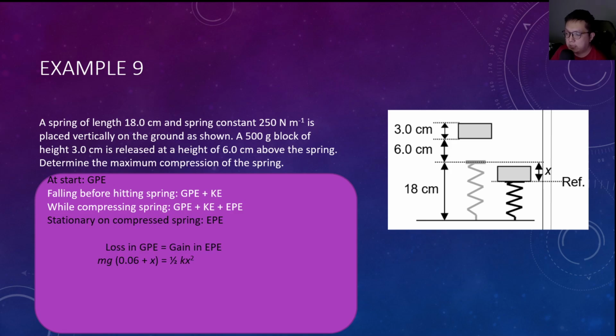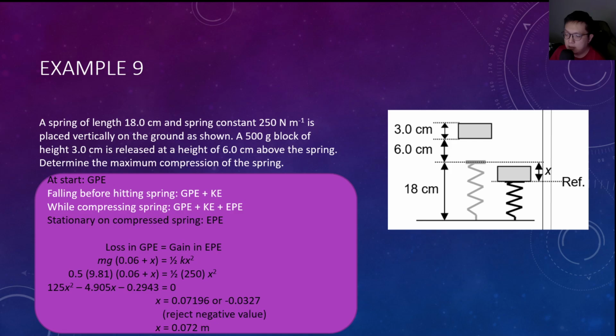Let's see how I can write this out. Loss in GPE equals the gain in EPE. So the loss in GPE is equal to mg times 6 cm plus the x over here. And the gain in EPE, the spring is compressed by x, half k x squared. If you do the math, just expand it out properly and be careful in your steps. You get two values of x, 0.07196 and negative 0.0237. We will reject the negative answer because we are taking downwards as positive here, and then we'll get 0.072 meters instead. So this is how we can do this question. Just be careful in the math part.